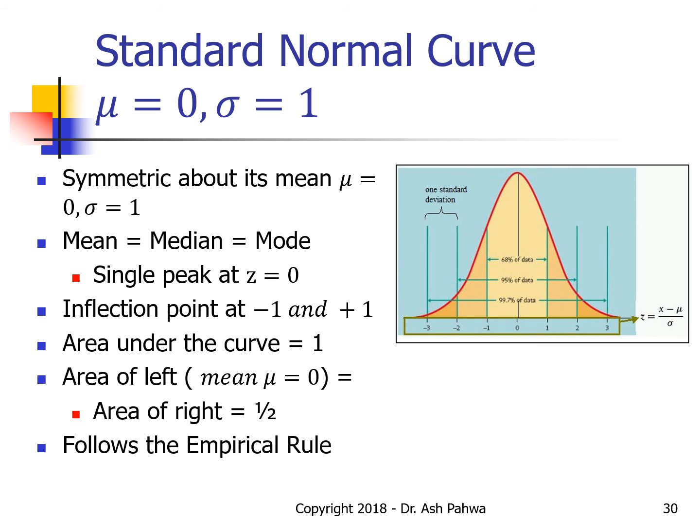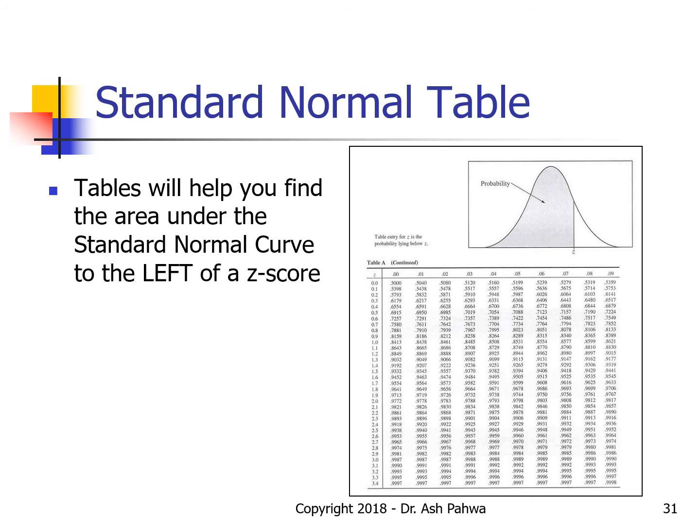And of course, it follows the empirical rule that within one standard deviation, it's going to have 68% of the data, two standard deviations is going to have 95%, and three standard deviations is going to have 99.76% of the data. In most statistics books, you will find this table which is called the standard normal table, and usually it is given at the end of the book. And what you see in this table are the p-values. So p-values are the probabilities.